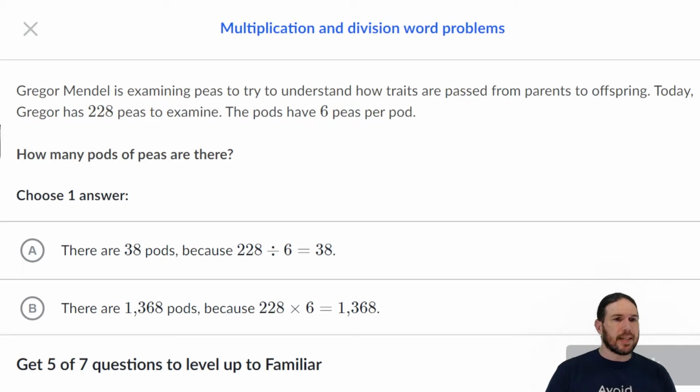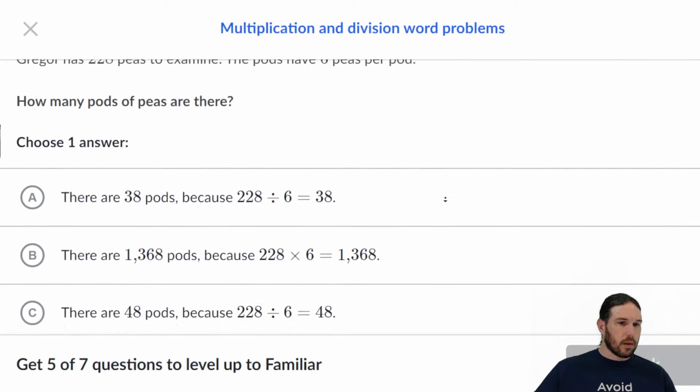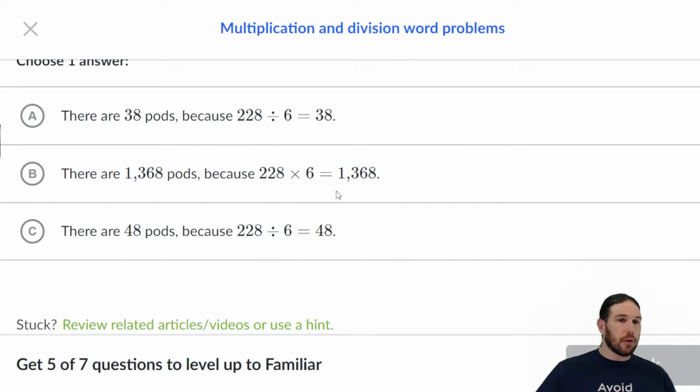Gregor Mendel is examining peas to try to understand how traits are passed from parents to offspring. Today, Gregor has 228 peas to examine. The pods have 6 peas per pod. It's definitely going to be 228 divided by 6, so it's one of these two. And I think A is the better estimate because I know that 50 times 6 is about 300, whereas 40 times 6 is about 240. I think A is the answer here.